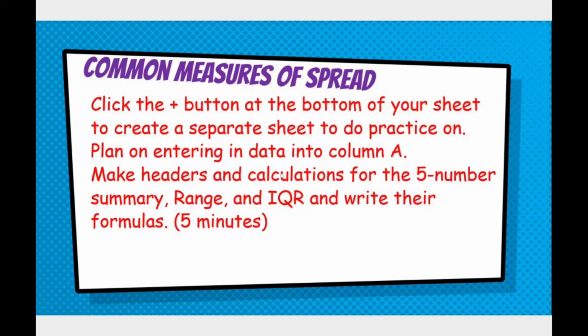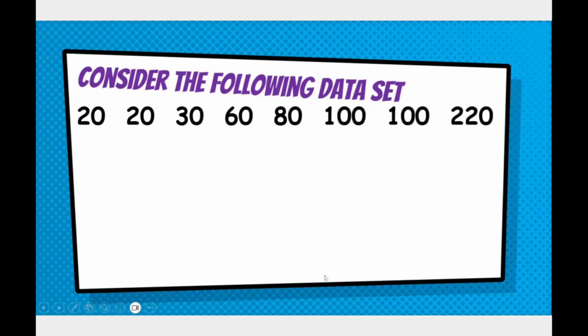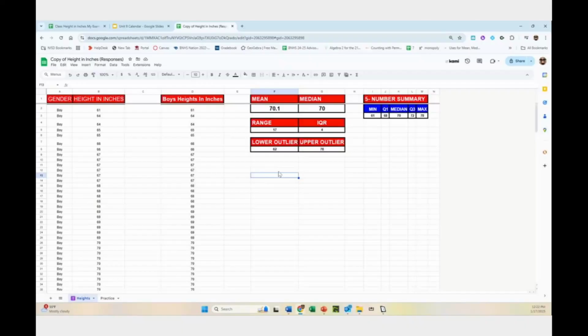Okay, so at the plus button at the bottom of your sheet, we're going to create a separate sheet to do practice on. We already did this. I don't know why this is on here twice. We already had the practice sheet. So we're going to do the same thing again, and we're going to calculate the 5-number summary. So hang tight.